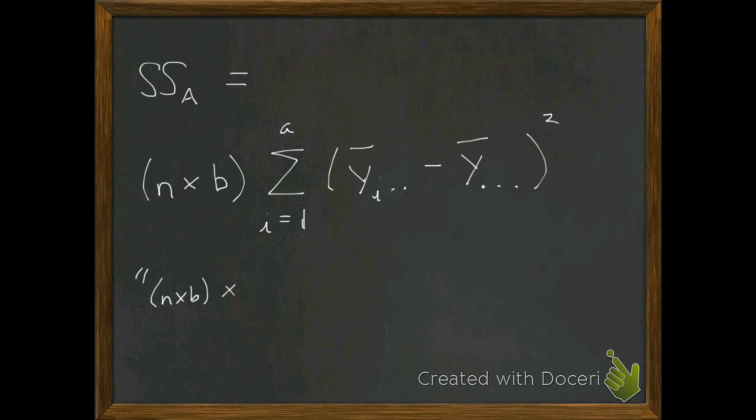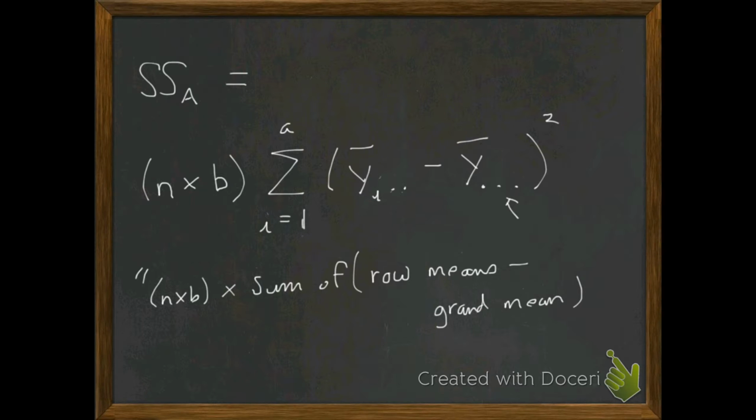times, let's see, the sum of the row means minus, of course, the grand mean, and this is all squared. Now, this is again assuming that we've got factor A in our rows and factor B in our columns.